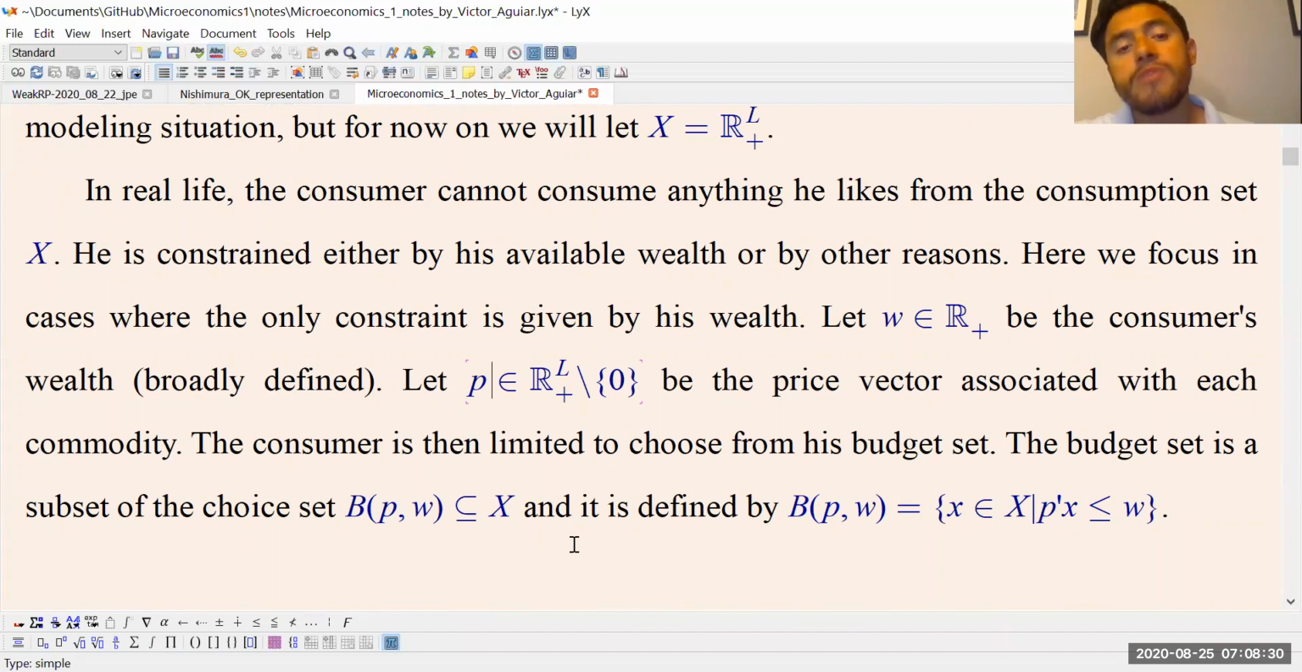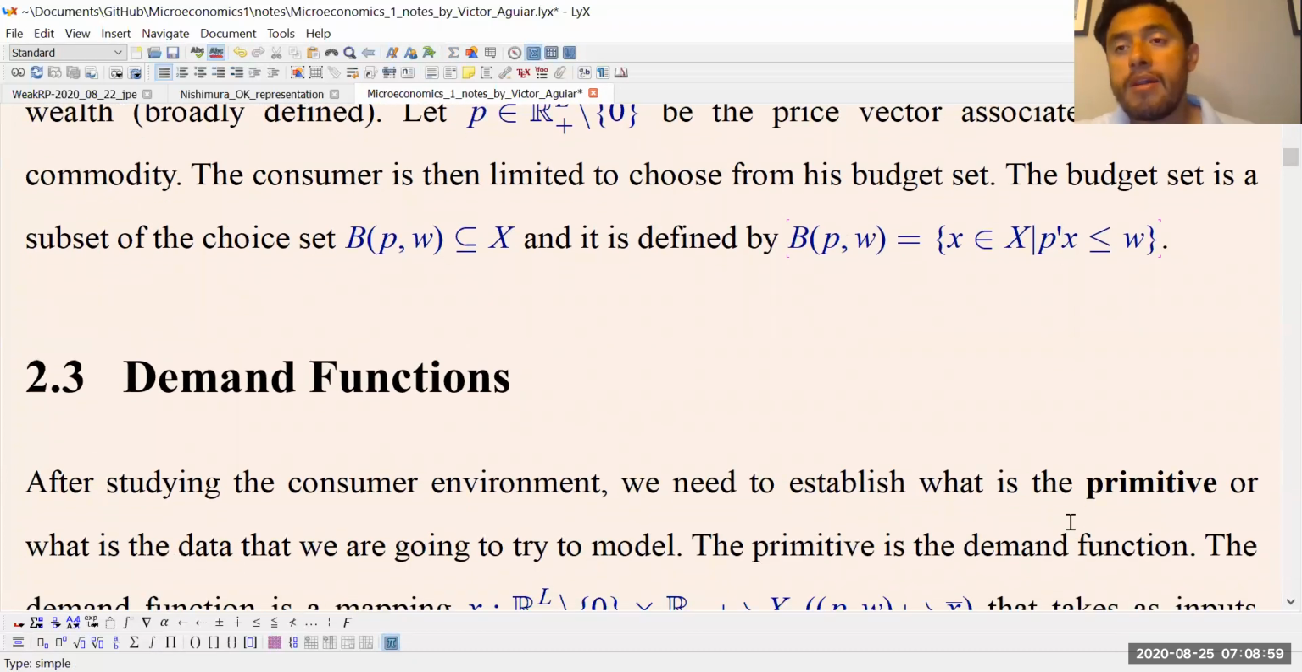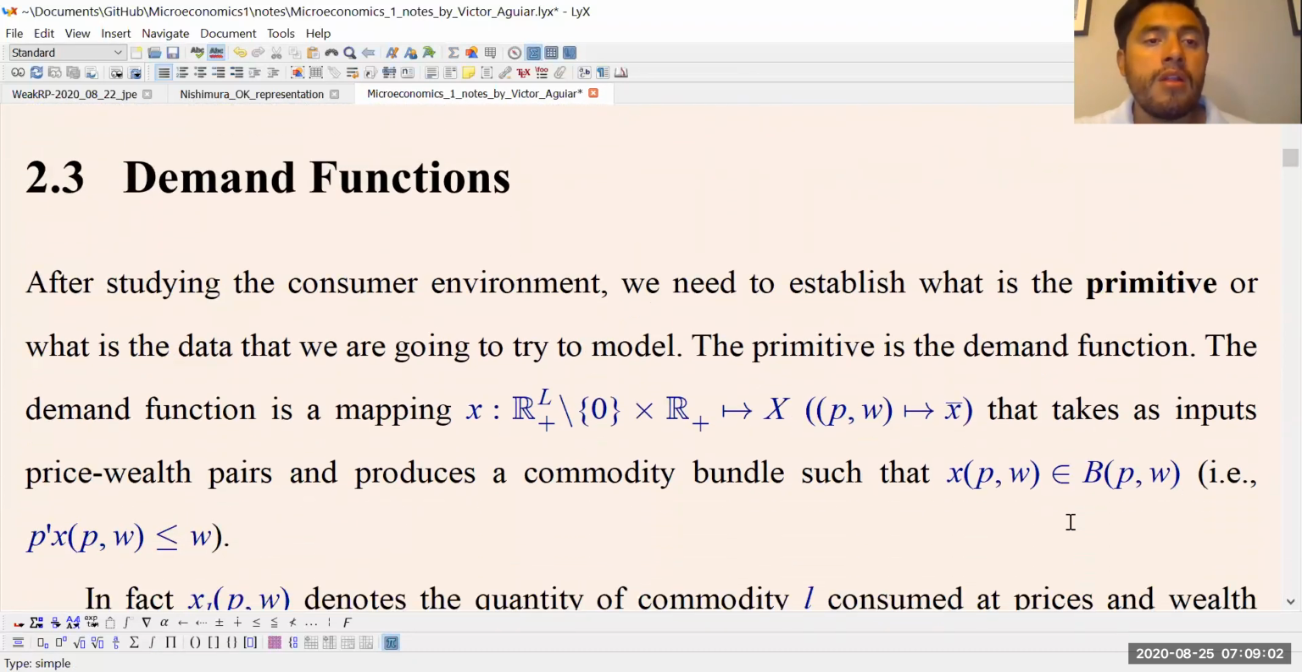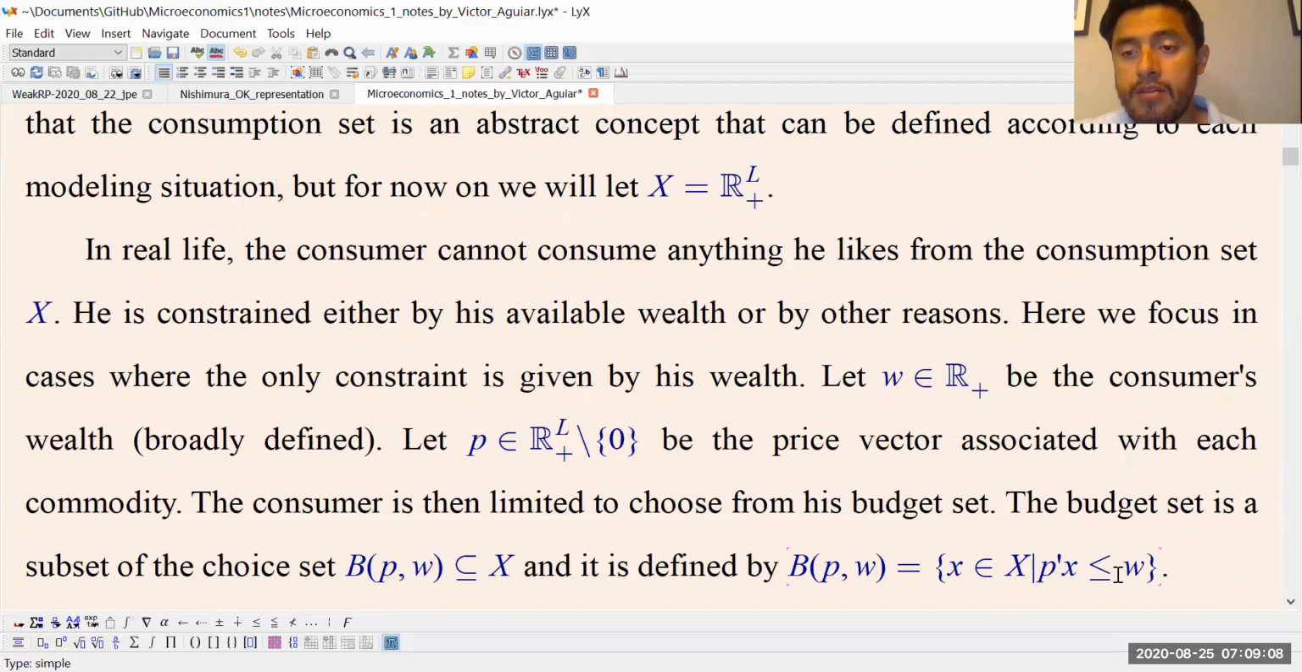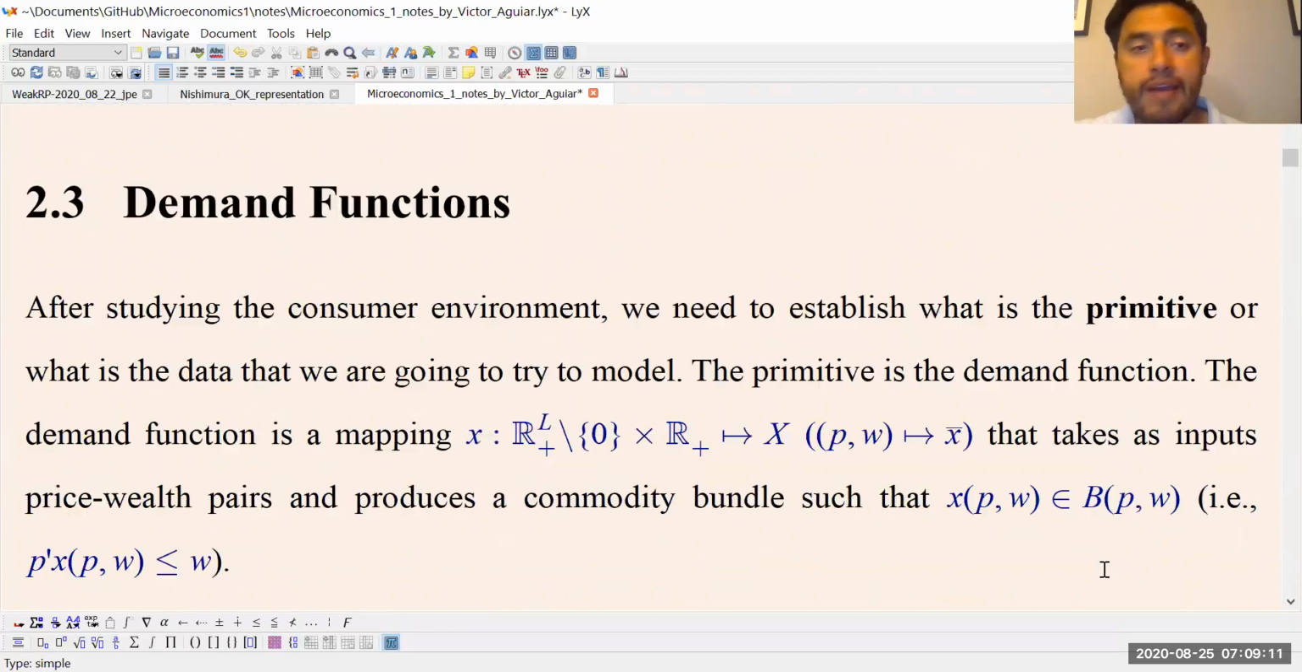The consumer is then limited to choose from this budget set. The budget set is a subset of the choice set, okay? And we're going to denote it by capital B. This has two parameters, p and w, prices and income. It is defined as the set of all commodity bundles in the commodity space such that the product p transpose x, this is the inner product with the transpose, right? This is a vector of size 1 times L multiplied by a vector of L times 1. So this is a scalar, and this is less than or equal to w, the income. Okay, so this is a typical budget line. Now, given the budget set, when this holds with equality, this is called the budget line.